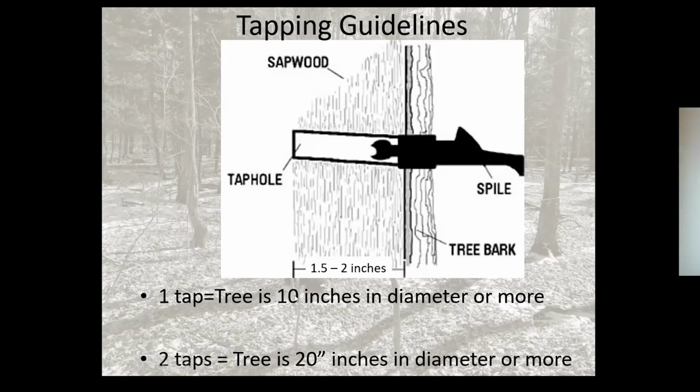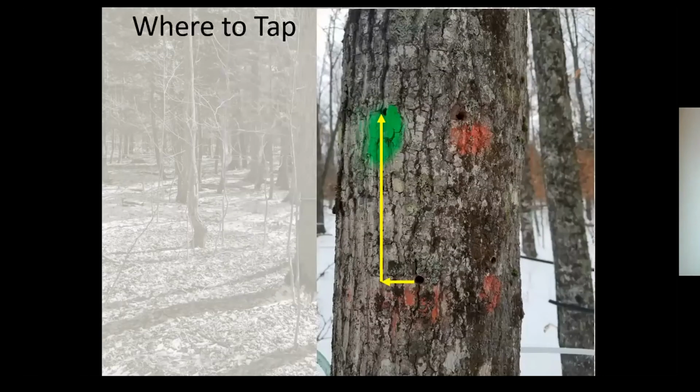You do want to wait. Don't put a second tap into a tree until it's at least 20 inches or more. But again, it goes back to how fast that tree is growing before you put a second tap in.